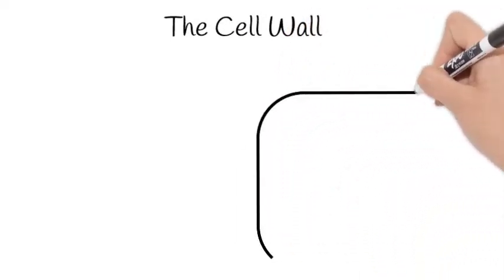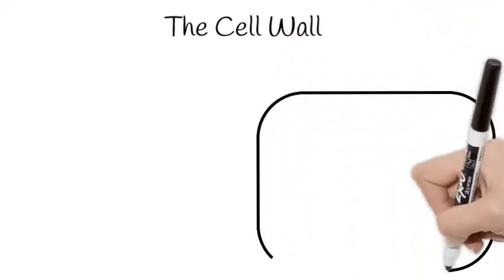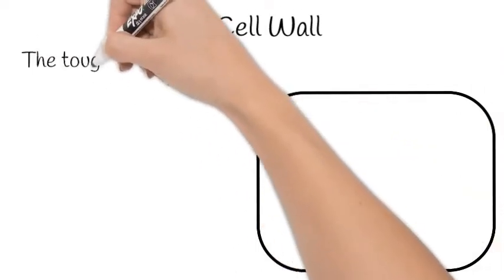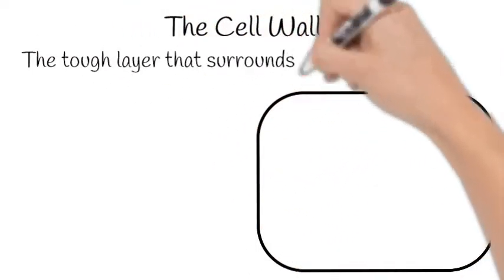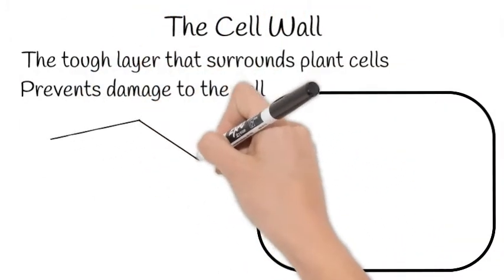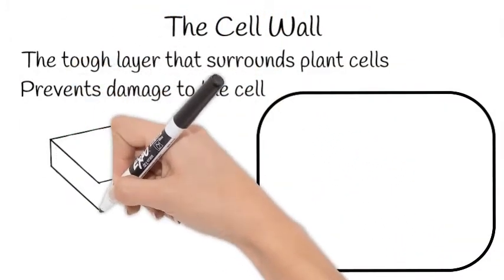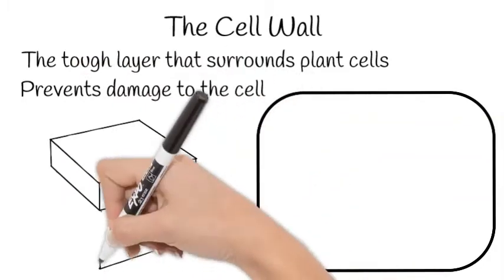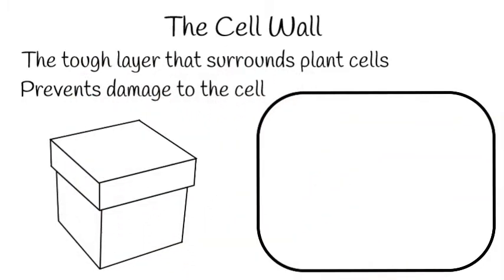The cell wall is the tough layer that surrounds the plant cell. It acts to prevent structural damage to the organism when the cell is overhydrated or dehydrated. If you think of a cell as a balloon filled with water, then the cell wall is like putting that balloon into a box that is the same volume as the balloon.